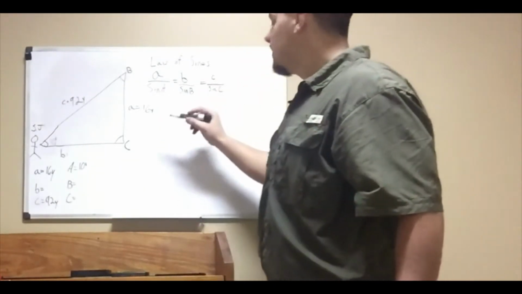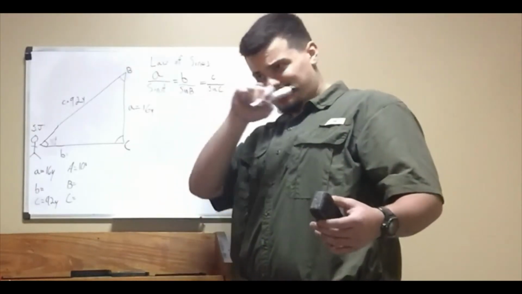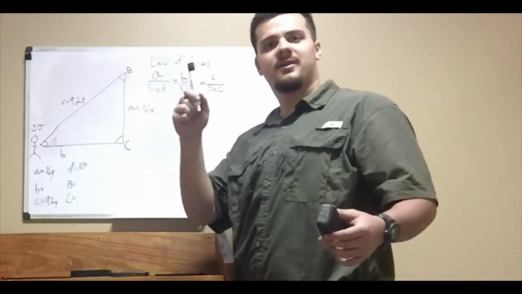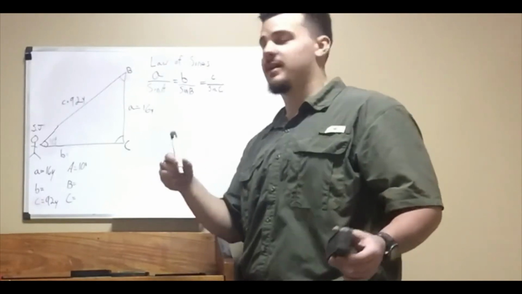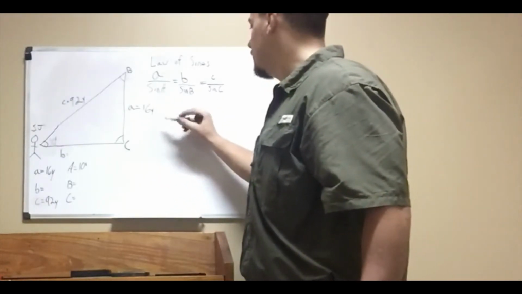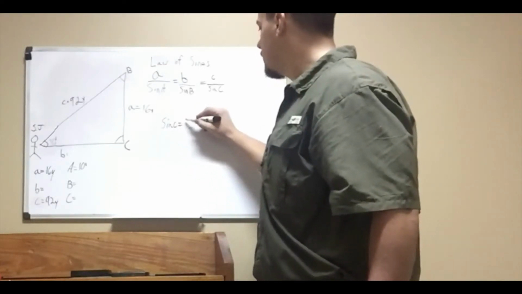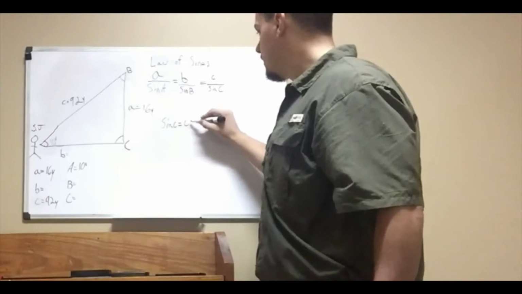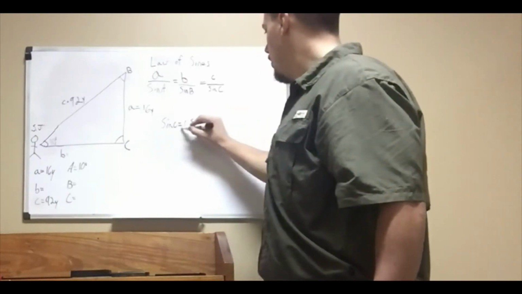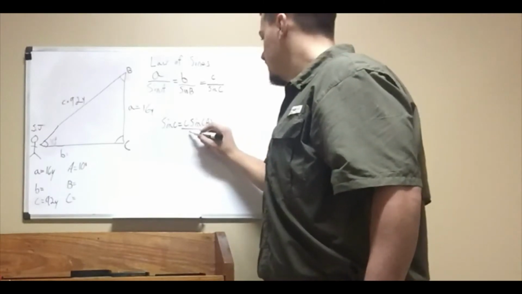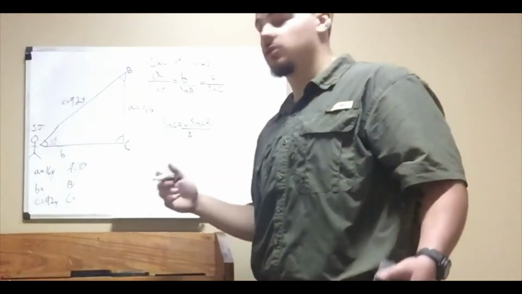Since we're trying to find angle C, I'm going to use side A over sine of angle A to help me find it. And this is what it's going to look like. Sine C equals side C times sine of A over side A. And when written out, it's going to look a bit something like this.